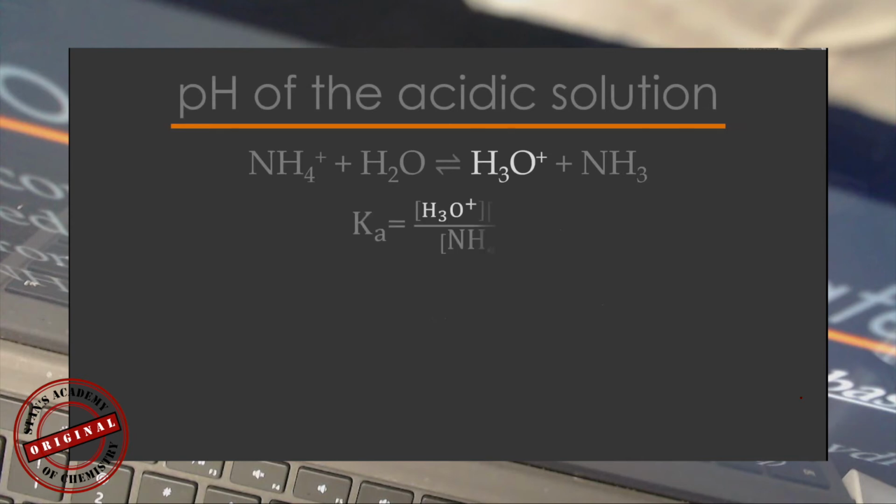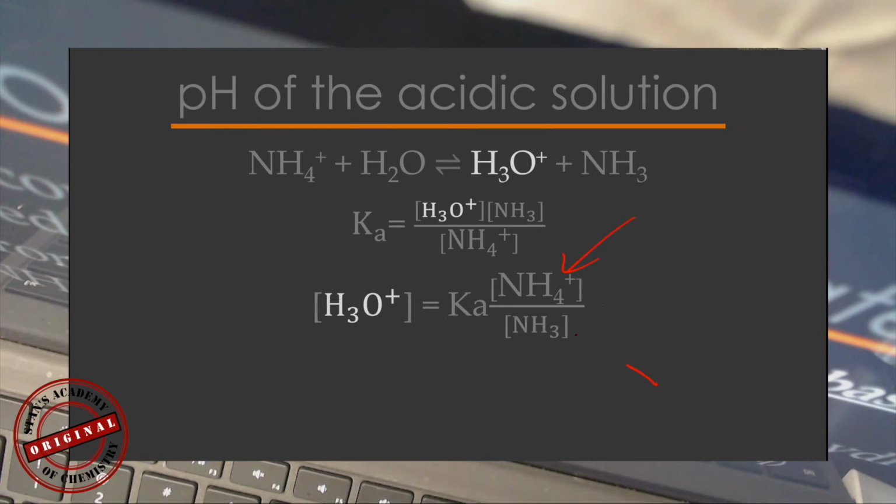So this is the equation. This is the equilibrium expression. I just rewrote the equation on the previous slide. [H3O+] is equal to Ka times ammonium ions by ammonia. Now, you need to be able to differentiate the names very clearly. This has a positive charge. The ending is -ium. It is an ion, okay? Here, this is a molecular compound. Therefore, it's called ammonia.